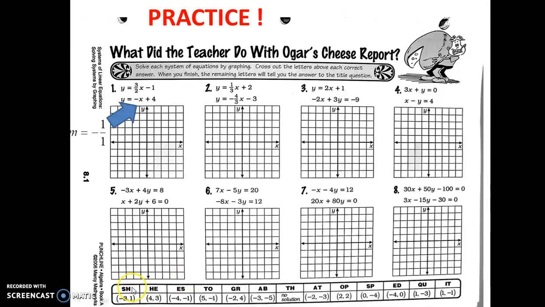And in the end, when you've crossed out a bunch of letters, some letters will remain, and those letters will be the answer to this riddle, which is, what did the teacher do with Ogre's cheese report? It's a really funny riddle. You should work hard to finish this off and get your answer. Enjoy.